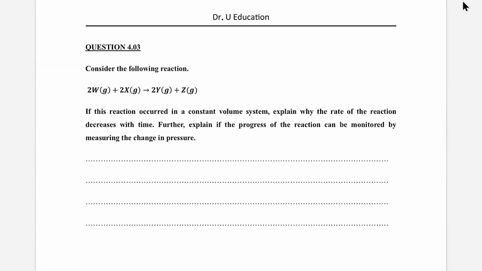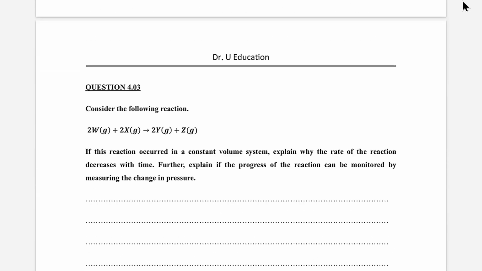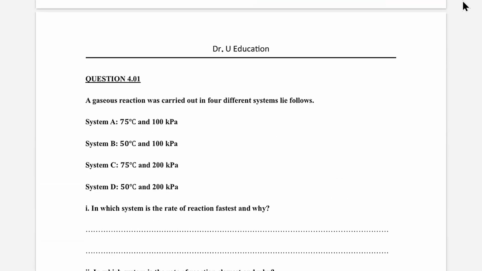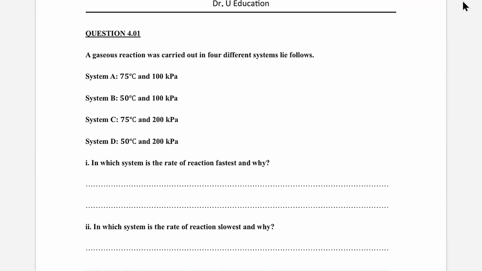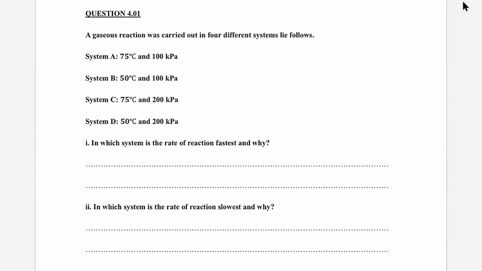Good. So, can we try 4.01 to 4.03? Guys, can we try these three questions quickly? Don't waste time. Then I will discuss. Okay. The gaseous reaction was carried out in four different systems as follows. In which system is the rate of reaction faster and why?